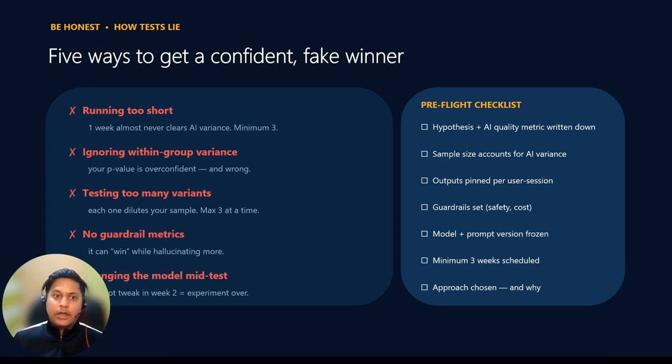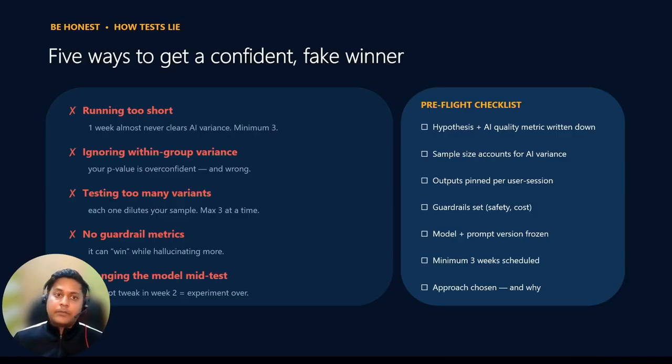The second one is ignoring within-group variance in your sample size calculation. This is the technical one that actually caused my bad ship. If your stats don't account for the fact that the variant itself varies, your confidence interval comes out too narrow and your p-value is overconfident. So your test will declare significant something that is not there, right? If you have a data scientist, this is the exact sentence to go and say to them.